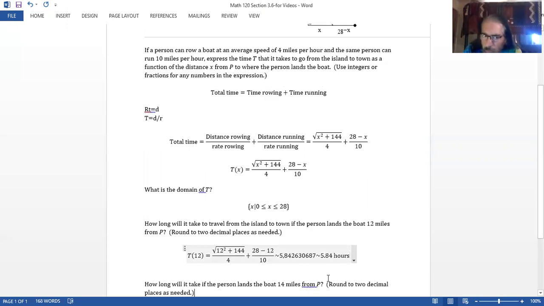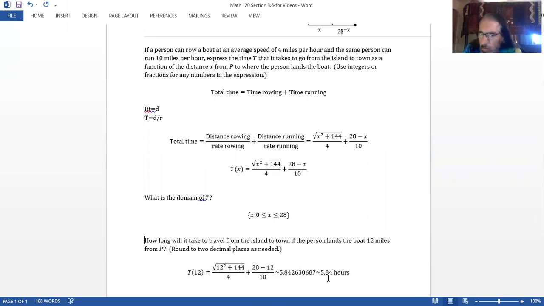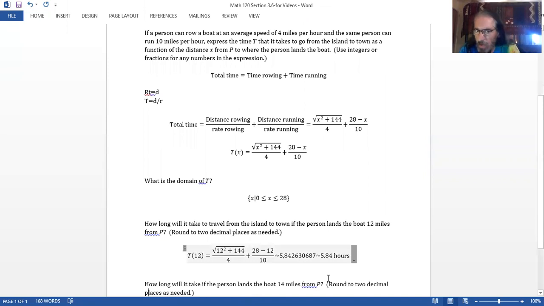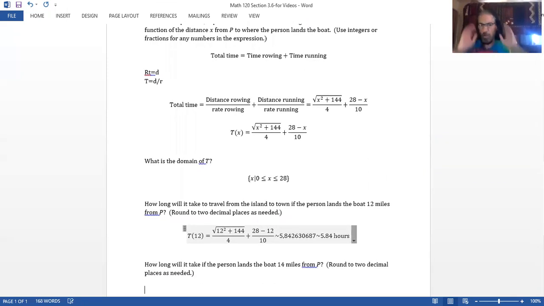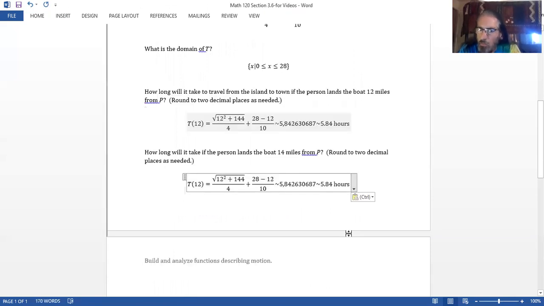And I'm curious, in this last part, if the person lands a little further away from point P. Here we had 12 miles. Now what if they land 14 miles away, which would in fact be the halfway point? Then what's that going to do? Does that increase the time? Does it decrease the time? Does it make it stay the same? So we're looking for t of 14.